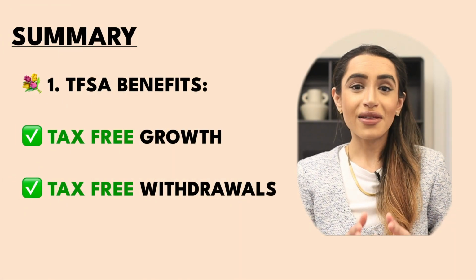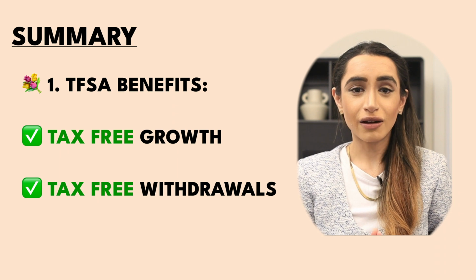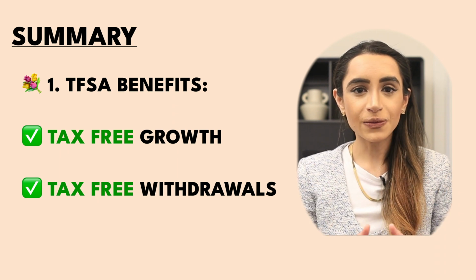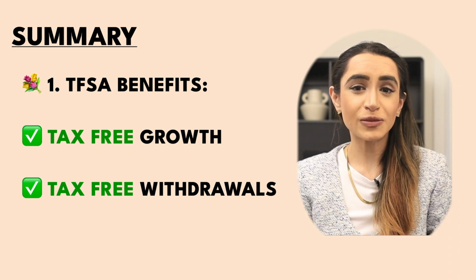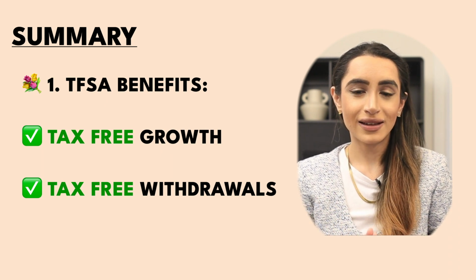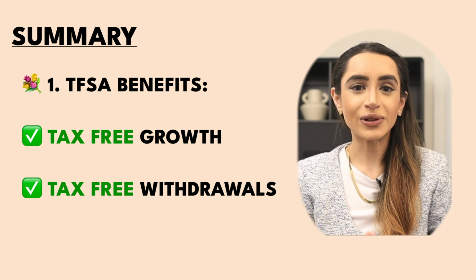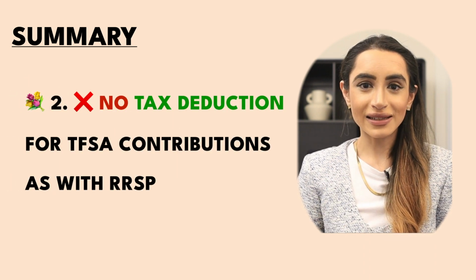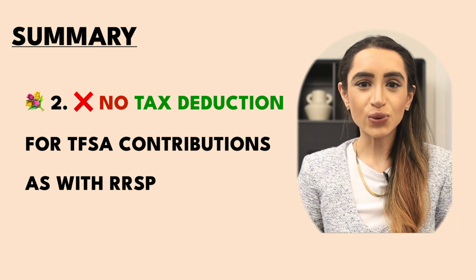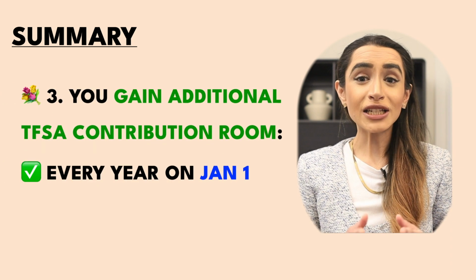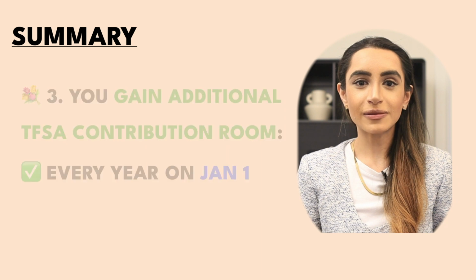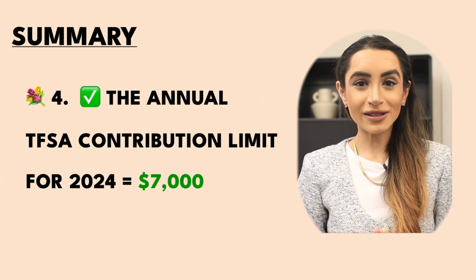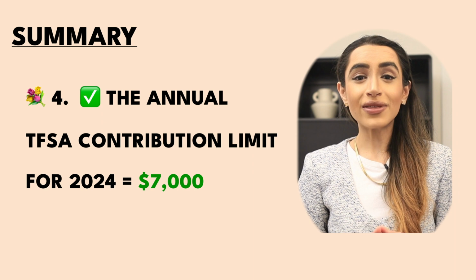So in summary, the main benefits of a TFSA are: you get tax-free growth inside your TFSA, protecting any profits your investments earn from taxes. And you get tax-free withdrawals. You do not get to claim tax deductions for contributions towards your TFSA as you do with your RRSP. You gain additional TFSA contribution room every year on January 1st. The annual TFSA contribution limit for 2024 is $7,000.